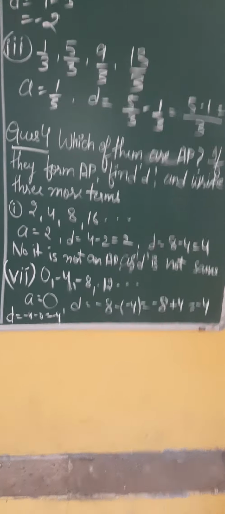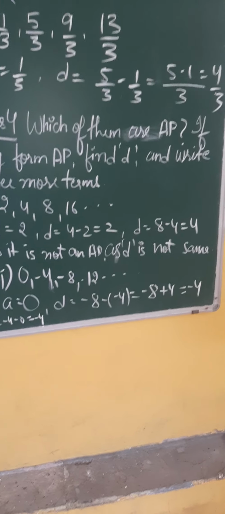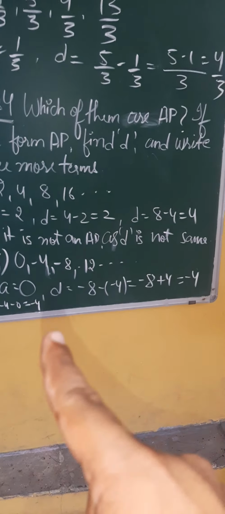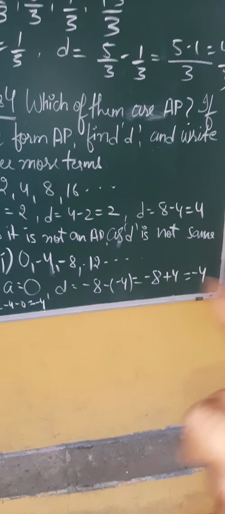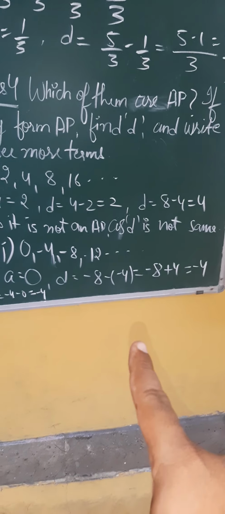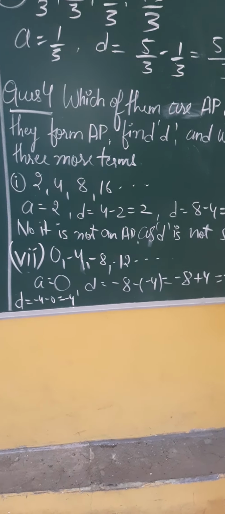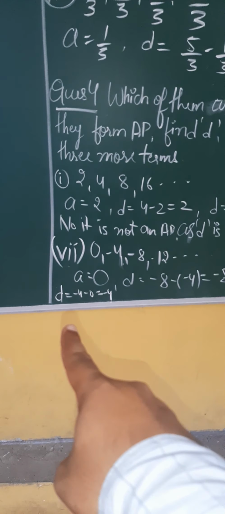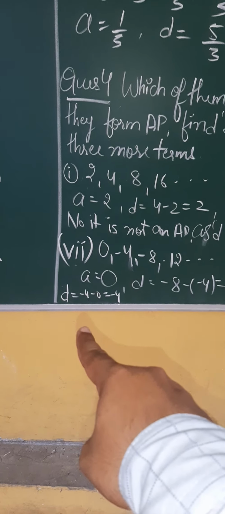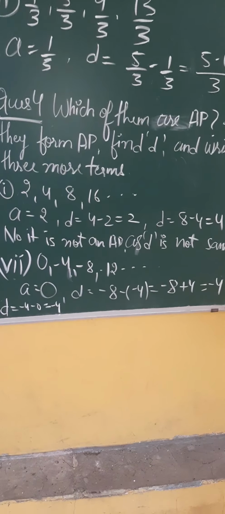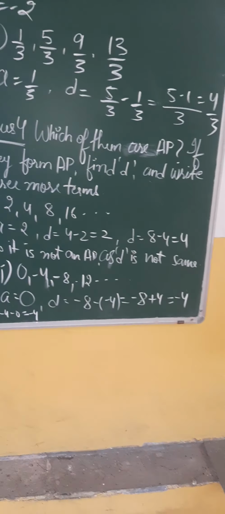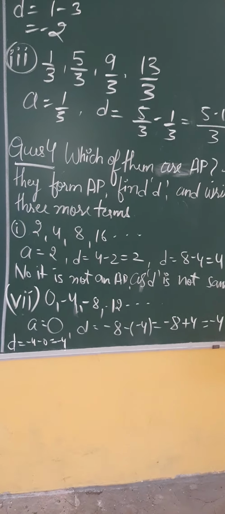Now see the 7th part: 0, minus 4, minus 8, minus 12 and so on. Now A is 0, D is, how to calculate D? Minus 8 subtract minus 12, minus will become plus. Minus 8 plus 4 comes out to be minus 4. See here also, D, minus 4 minus 0 comes out to be minus 4. Here the common difference is the same. That means it is an AP.